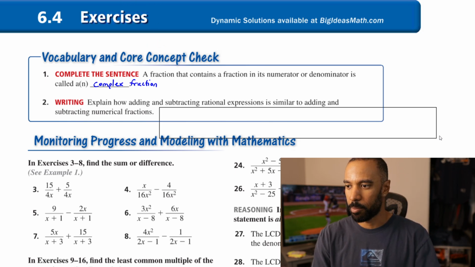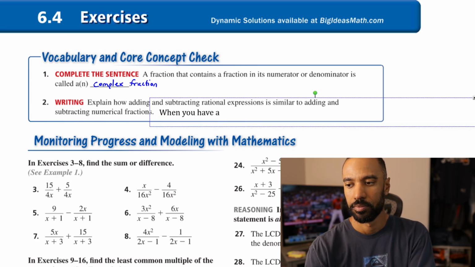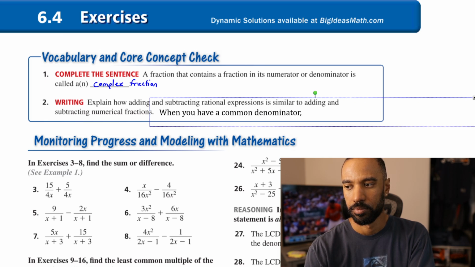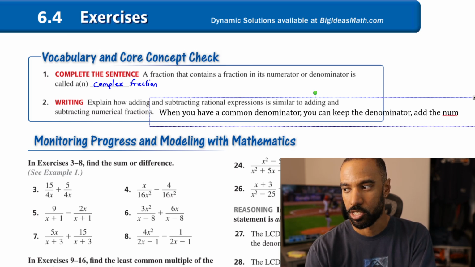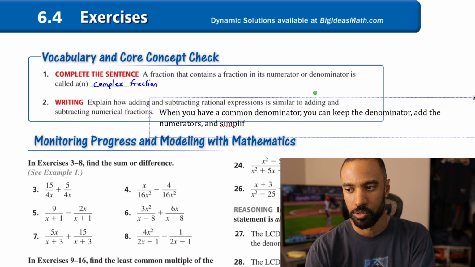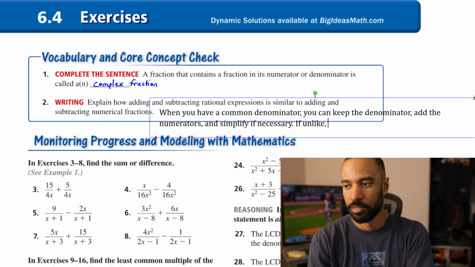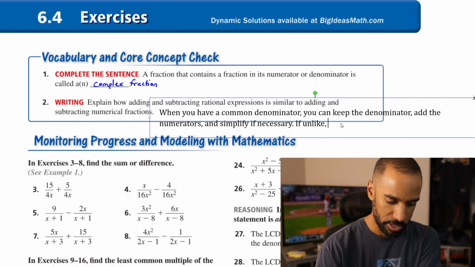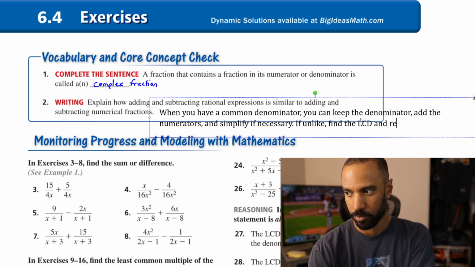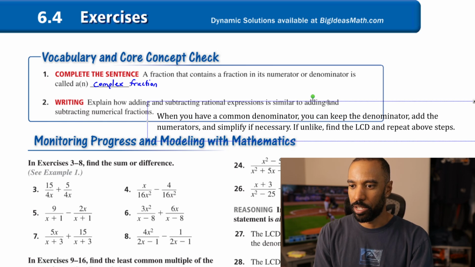Well, when you have a common denominator, you can add them together. Keep the denominator and add the numerators, and simplify if necessary, like reduce, right? If unlike, find the least common denominator, I'm just going to say find the LCD, and repeat the steps above. So they are the same in all those ways.